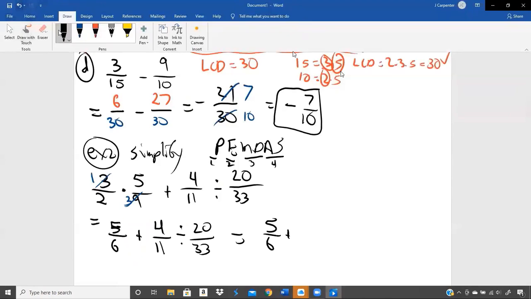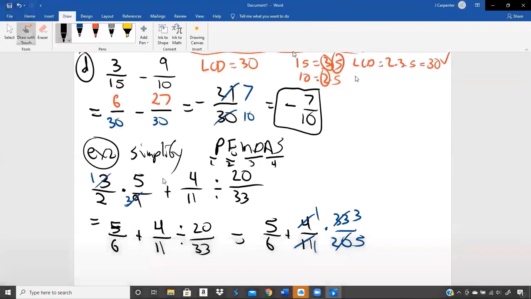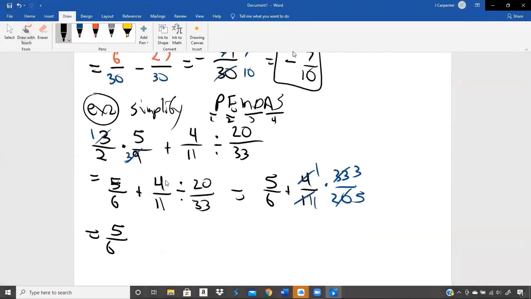So this is 5 over 6 plus 4 over 11 times, oops, I was supposed to do blue for the change, 33 over 20. Now we focus on the multiplication, and multiplication and division really are the same thing, different sides of the coin. 4 will go into 4 once, 4 will go into 20 5 times. 11 will go into 11 once, 11 will go into 33 3 times. Let me rewrite this before multiplying: 5 over 6 plus 1 times 3 over 1 times 5, which is 3 over 5. So that's 5 over 6 plus 3 over 5.